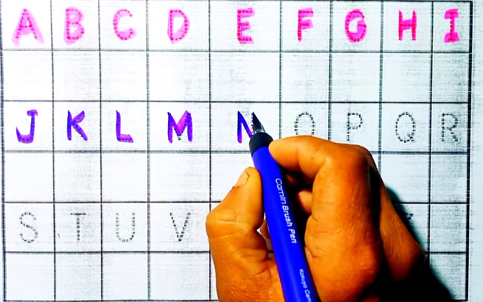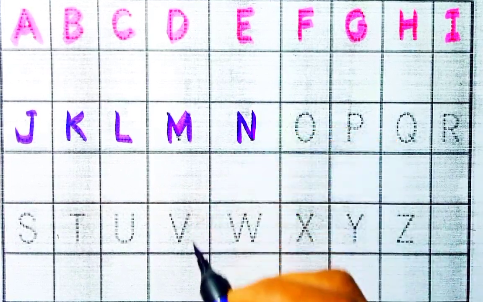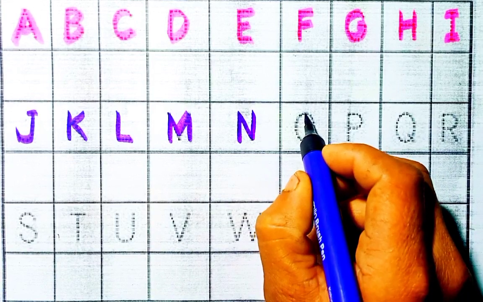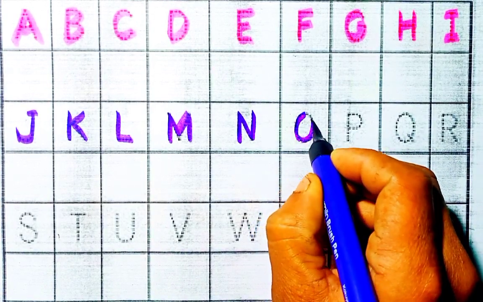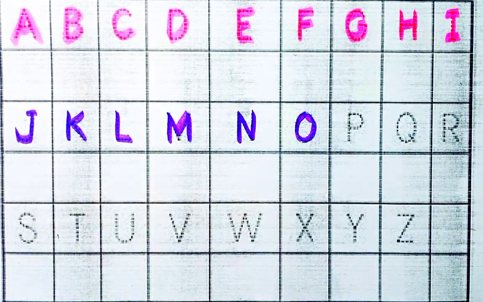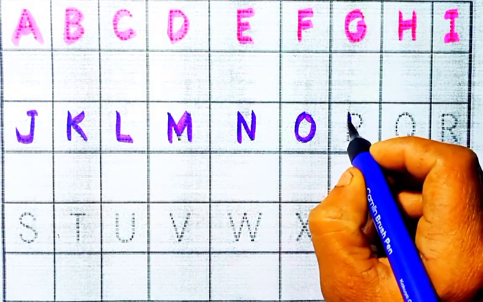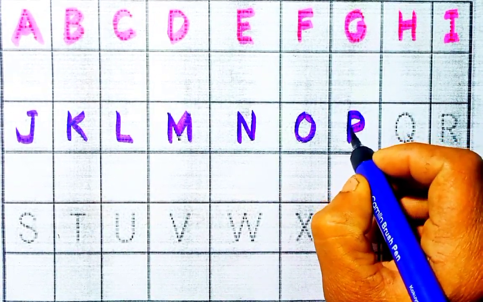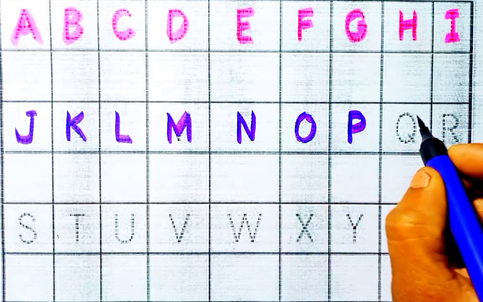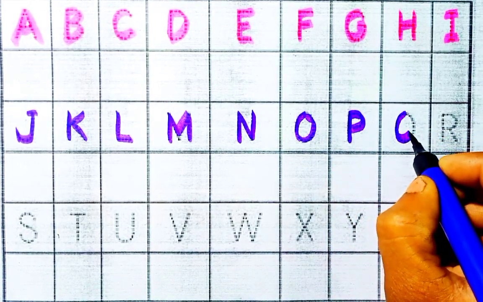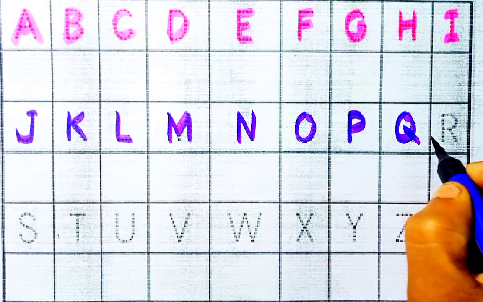N for nest, O for orange, P for parrot, Q for queen.